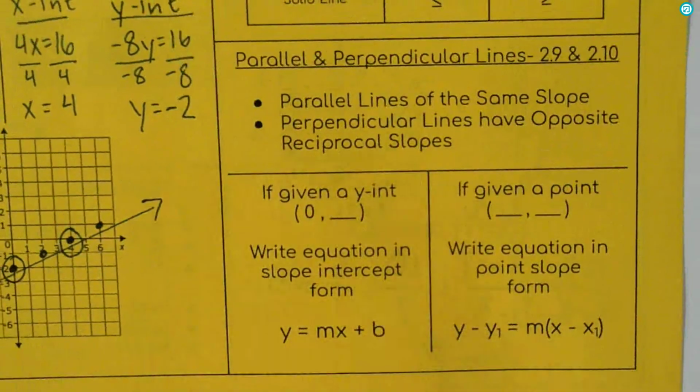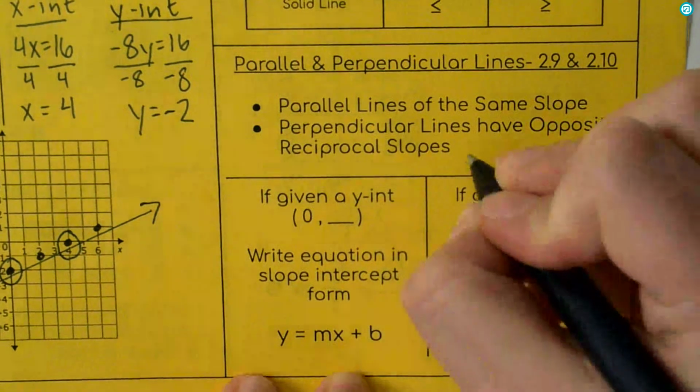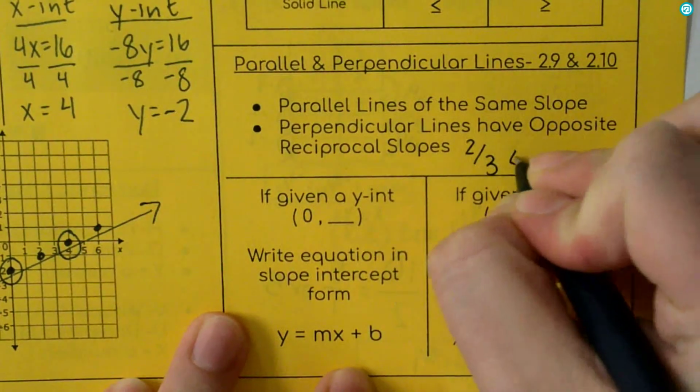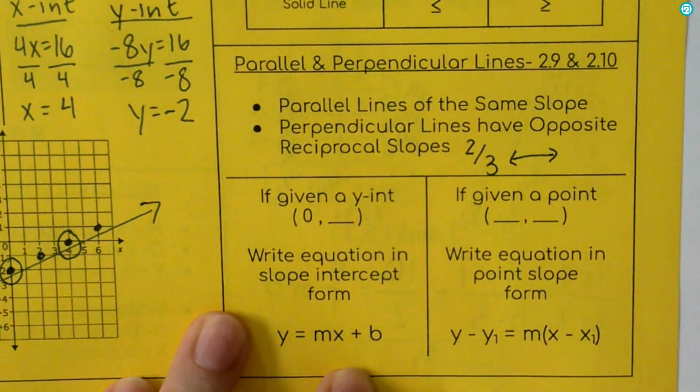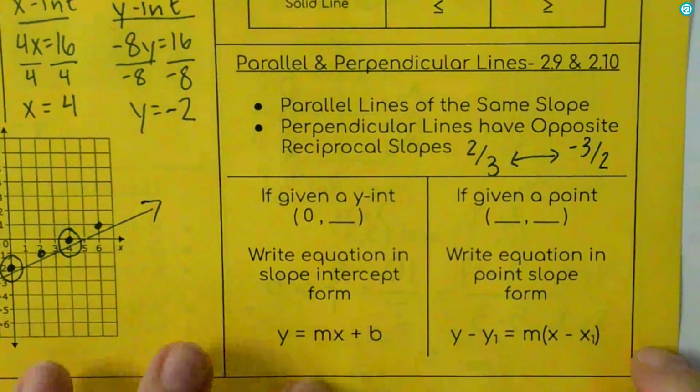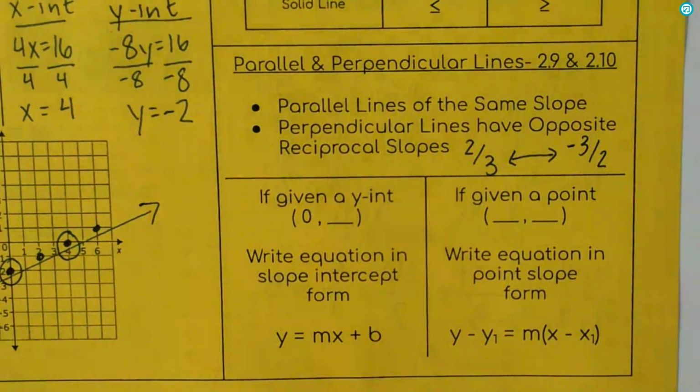Okay, and then parallel and perpendicular lines. Parallel lines have the same slope. Perpendicular line slopes are opposite reciprocals. Let's put an example so we know what that means. Let's do 2/3. What is the opposite reciprocal of 2/3? Negative 3 halves. Yeah. So negative 3 over 2. So you flip it and then you make it positive or negative.